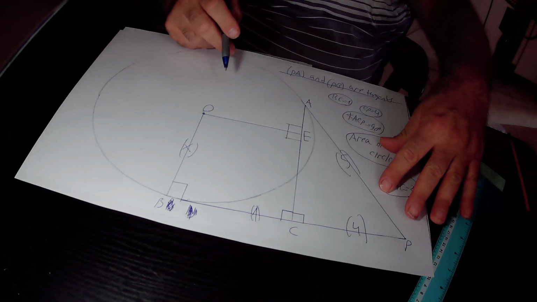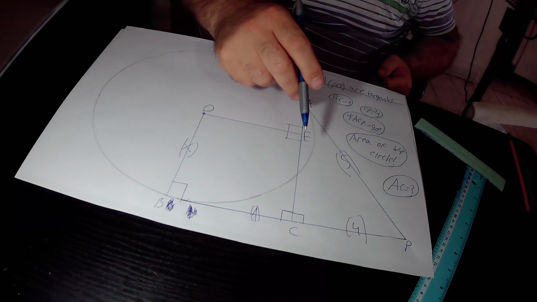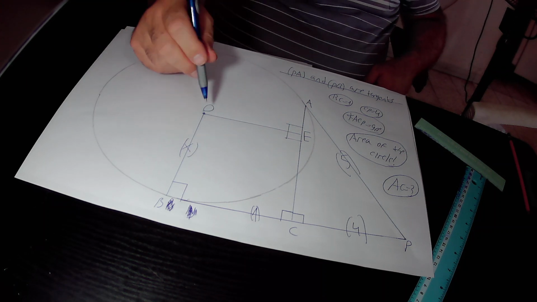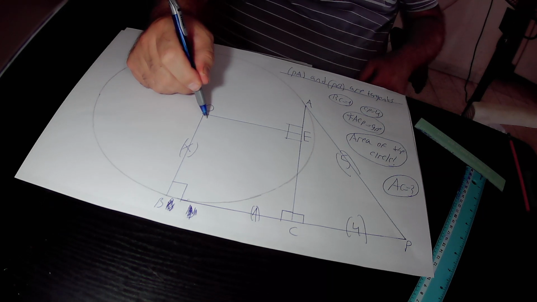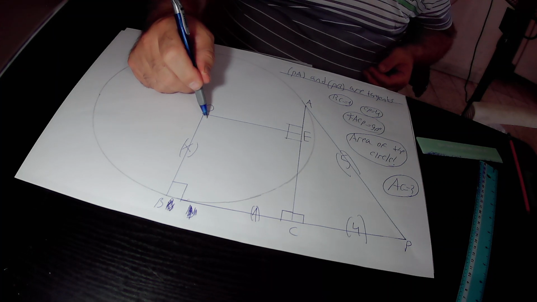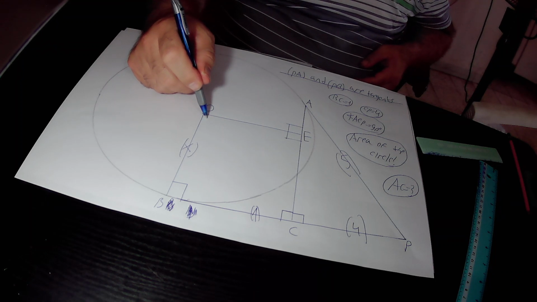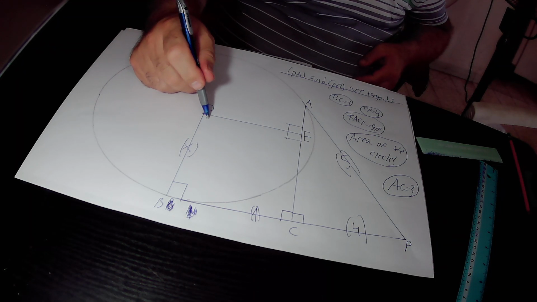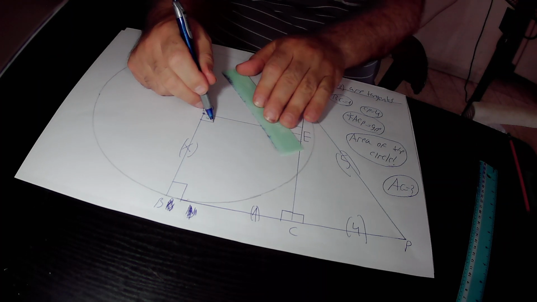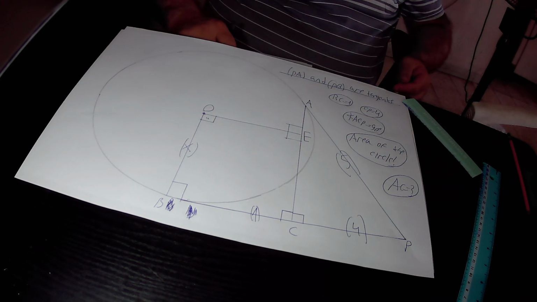By doing this construction, we get quadrilateral OECB. Inside quadrilateral OECB, we have 1, 2, 3 right angles. The sum of 3 right angles is 270 degrees, so 270 degrees plus the size of this fourth angle. In total, they must be equal to 360 degrees, according to the rule that the sum of the angles in any quadrilateral is equal to 360 degrees. Therefore, this fourth angle must be equal to 90 degrees in its size. So inside quadrilateral OECB, we have 4 right angles.